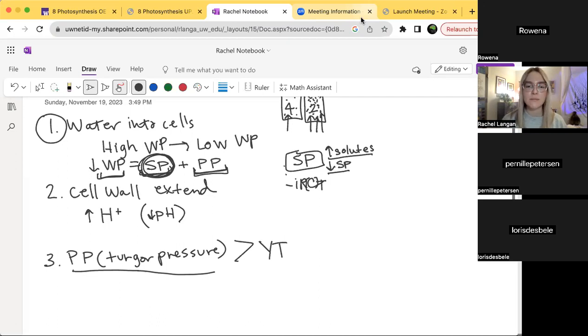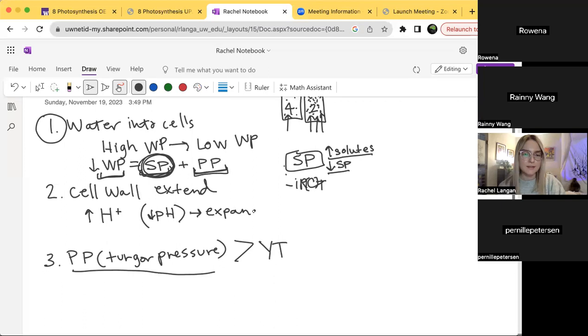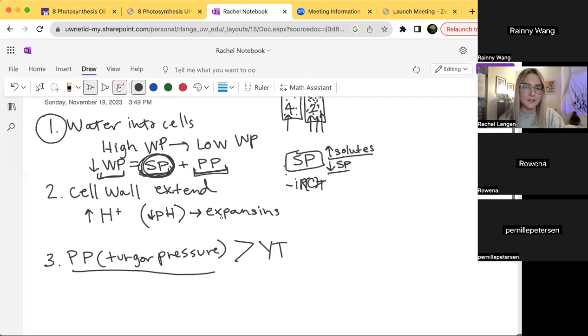So probably what we can do is just increase hydrogen concentration outside in the cell wall, and then the next step is probably going to be increased activity of expansins, and then maybe decrease bonds between the cell wall fibers. Yes. Okay, cool. Thank you. So those proteins that break up the cell wall are expansins.